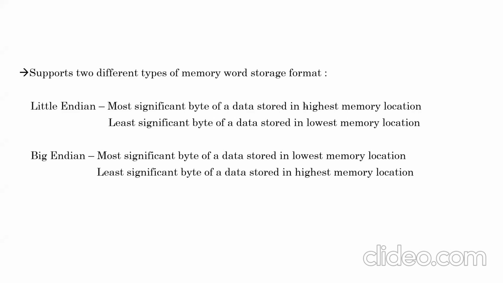It supports 2 different types of memory storage formats: one is called Little Endian, another is called Big Endian. Little Endian means the data is stored starting from the smallest memory address towards the highest memory address. In Big Endian, the data is stored starting from the highest memory address towards the lowest memory address. Let us see both of them.